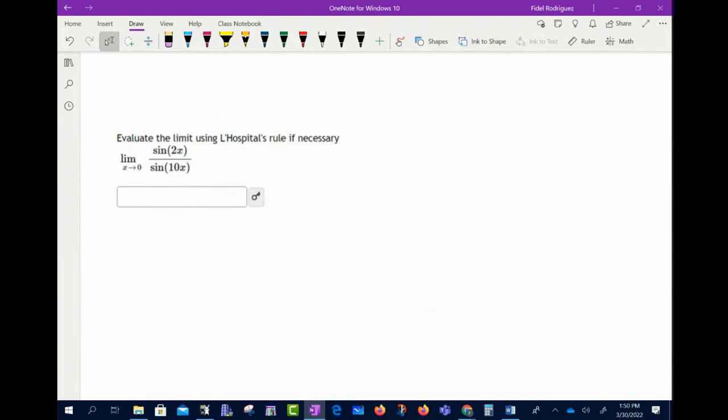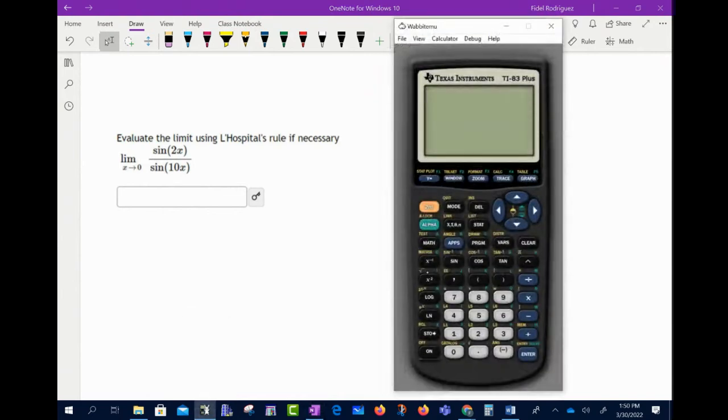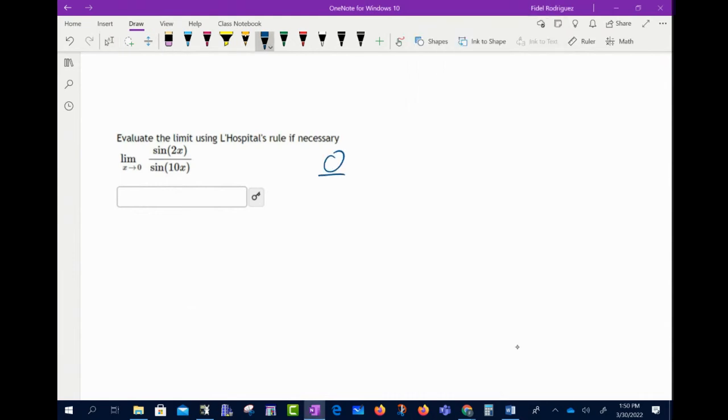Okay, so look, y'all, let's take a look at this one here. The limit as x approaches 0 of sine of 2x over sine of 10x. First off, if we plug in the 0 immediately, are we going to get an indeterminate form? What's the sine of 0? Sine of 0 is 0, right? Okay. So we do end up with the indeterminate form. Okay, let's go ahead and do it then. What's the derivative of the sine of 2x?